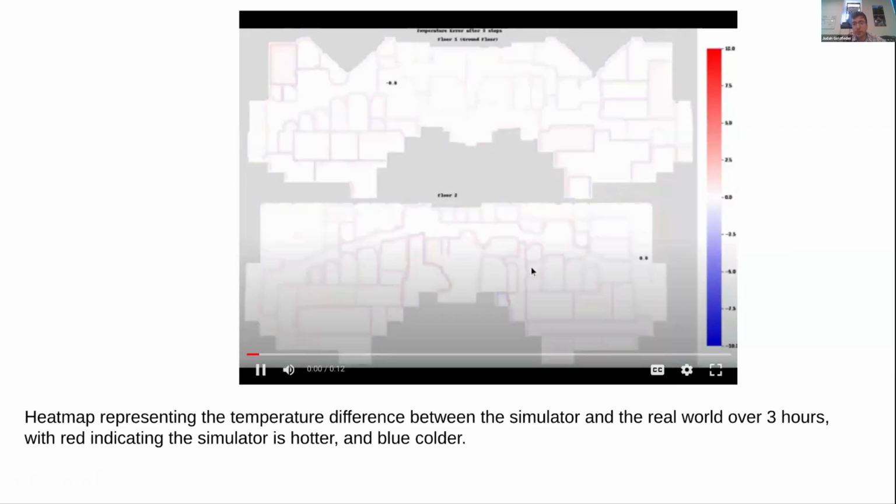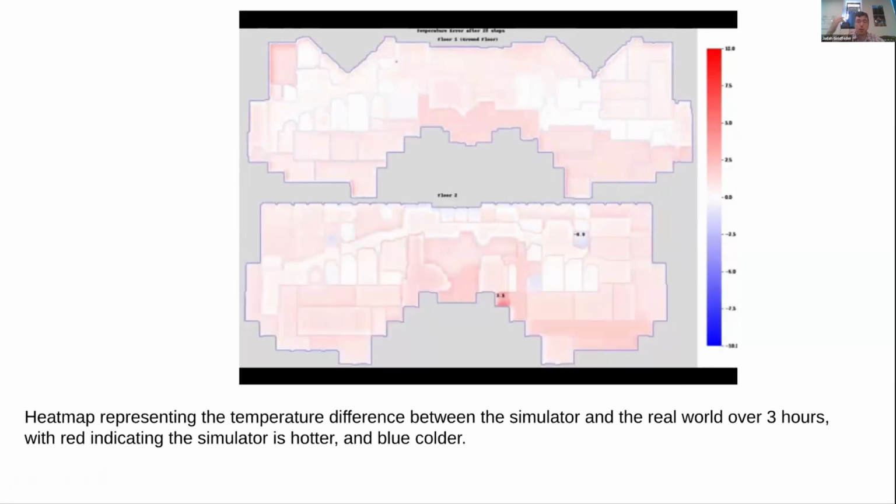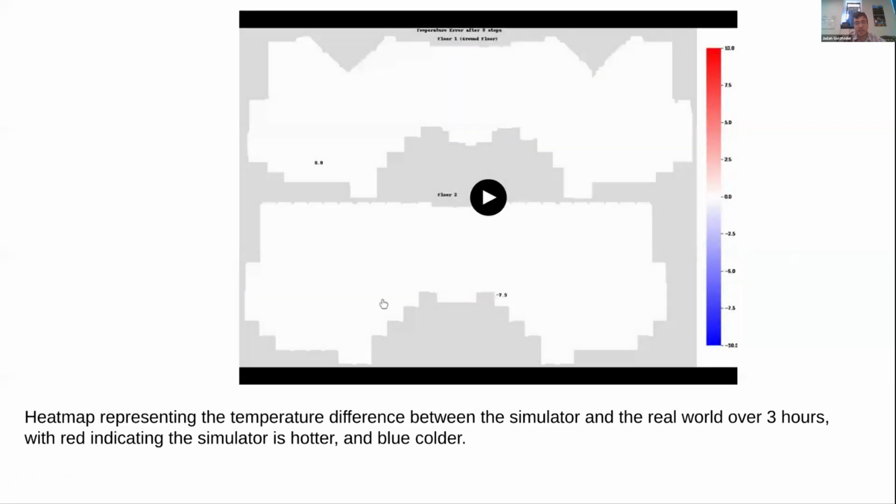So one thing you can see here is we actually have a lot of blue around the edges of the building and more red on the inside. And what that means is around the edges, our simulator is actually too cold, but it's a bit too warm in the middle, which gives us a bit of an idea of the errors that we're facing. It seems that our exchange with the outside is not quite up to par. And at the same time, the exchange within our building is a bit too slow. So that is room for improvement.